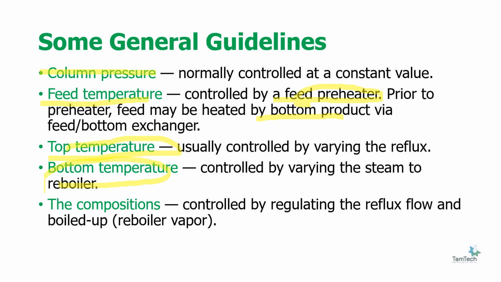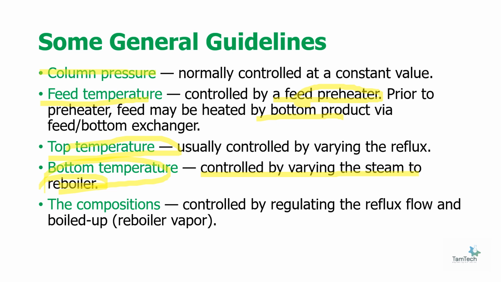In general, if you want to control only one temperature, it will definitely be done by varying the steam to the reboiler. The steam is the hot utility of the reboiler. So it will be controlled with the bottom temperature. But if you have a chance to also control the top side, you could control it by varying the reflux. So these are your two options.